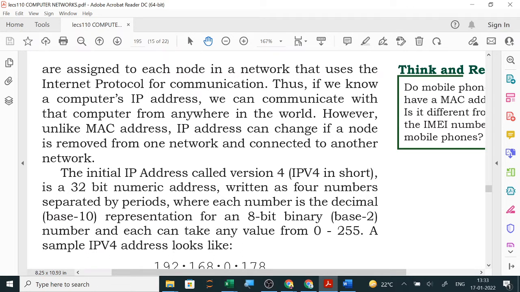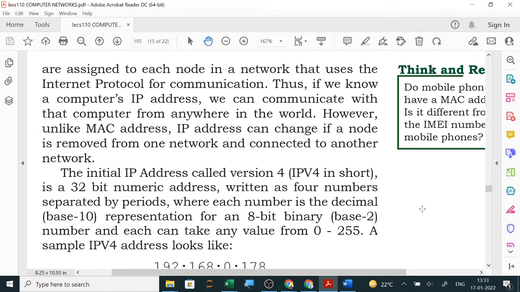However, unlike a MAC address, an IP address can change if a node is removed from one network and connected to another network. A MAC address you cannot change, because it is given during manufacturing only, but an IP address is given when you are connected to any network. So when you change the network, the IP address will change.